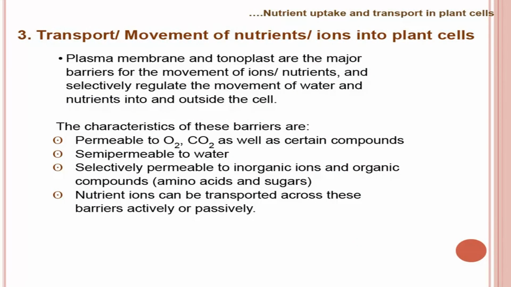Nutrient ions can be transported across these barriers actively or passively. There are two means by which these barriers can be crossed by the nutrients. One is the active way, the other is the passive way. We will discuss all this shortly.